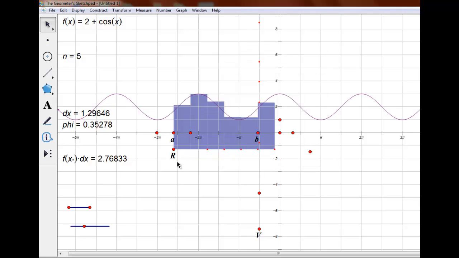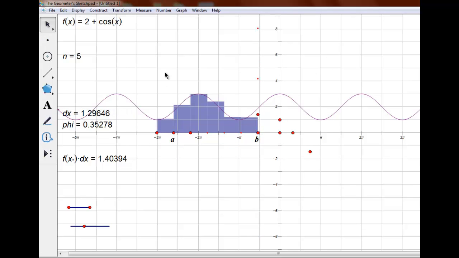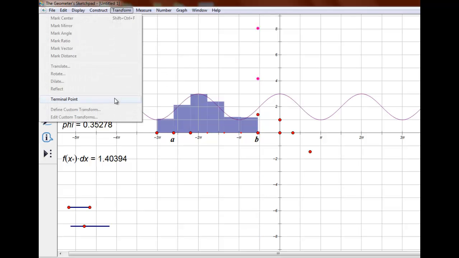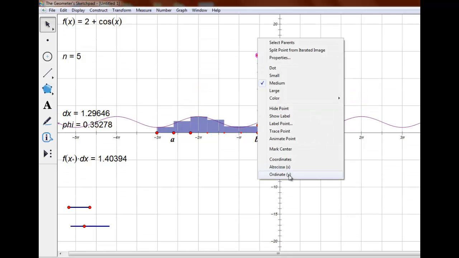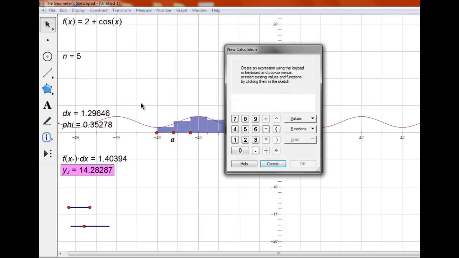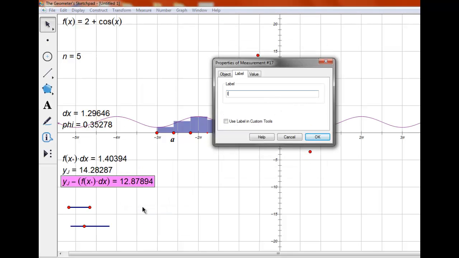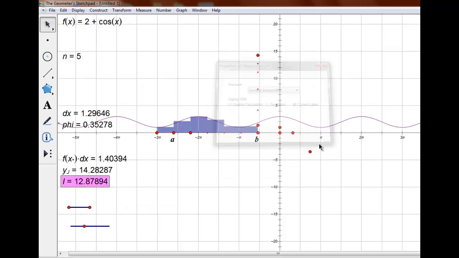Now I translate a point to the left of A and glue R to it, and I glue V right up to B. Now I construct the terminal point of these iterated points. And when I measure its y-coordinate, that will be the sum of all of the rectangles plus the extra rectangle at the beginning. Subtract that off, and now I have the value of my integral I.